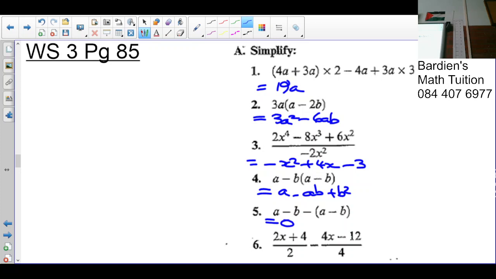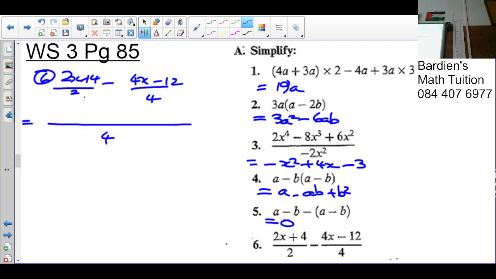Number 6? In number 6, many of you made a mistake on a sum like that. That was in the test yesterday. Wasn't it a similar sum? So the question read: 2x plus 4 over 2 minus 4x minus 12 over 4. Now there's one of two ways I can do this. What is your LCM here? 4. So that must be times by 2. So it's 2 into 2x plus 4 minus.